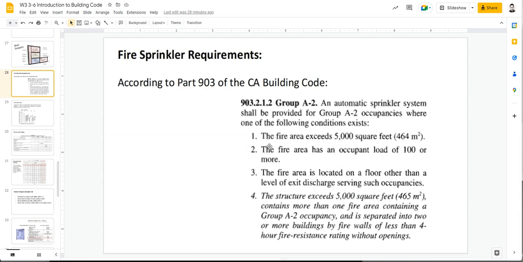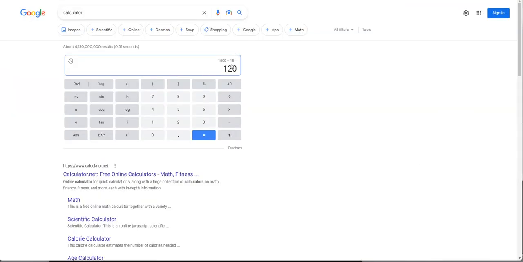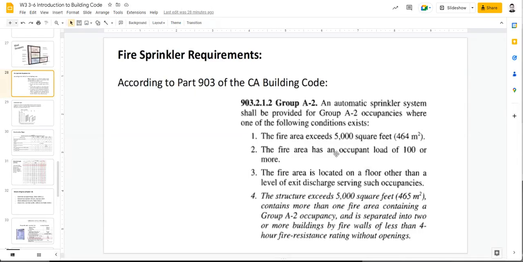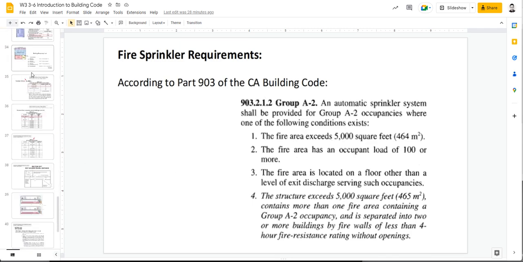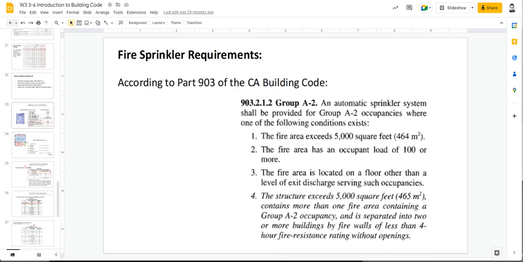So let's go back to our fire sprinkler. You have to provide fire sprinklers if your occupant load is 100 or more. And we just found out that just on the cafe itself, our occupant load is 120. That doesn't include the offices or the bathrooms, which have an occupant load of 1. So yes, we definitely have to provide a sprinkler system.